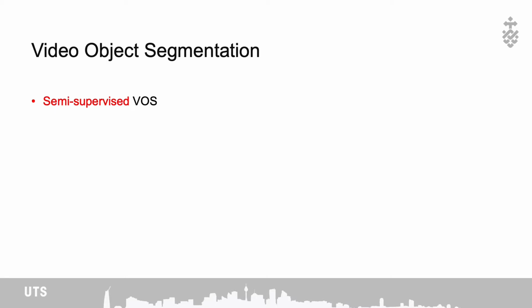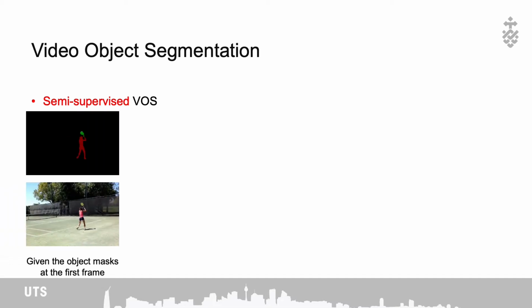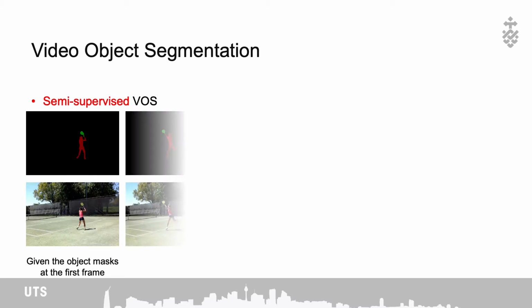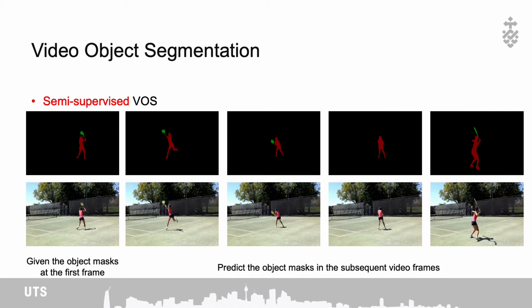Video object segmentation is actually a semi-supervised segmentation task. In this task, given the user-provided object masks at the first frame, VOS approaches are required to predict the object masks in the subsequent video frames. In VOS, we can have one or more tagged objects.